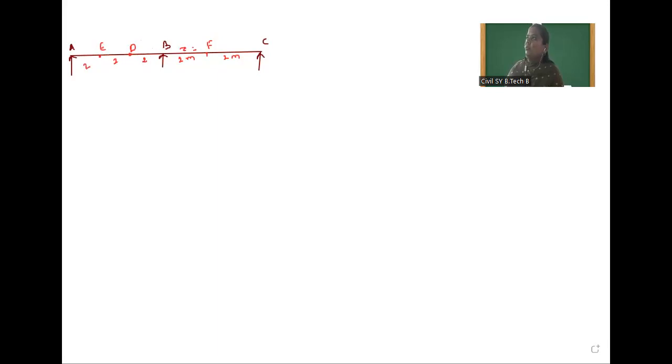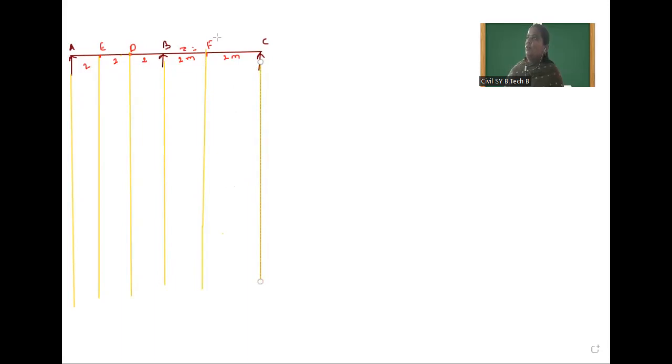And for this, we have to draw the ILD for shear force as well as the ILD for bending moment. So we will extend all these points below so that we draw a proportionate diagram. Without extending, you are able to draw, but the diagram is not proportionate. That's why we will extend these points. Now first we will draw for shear force.